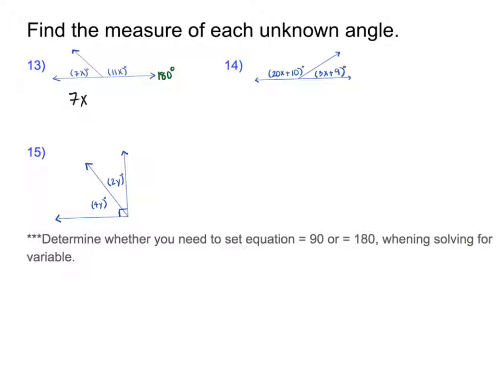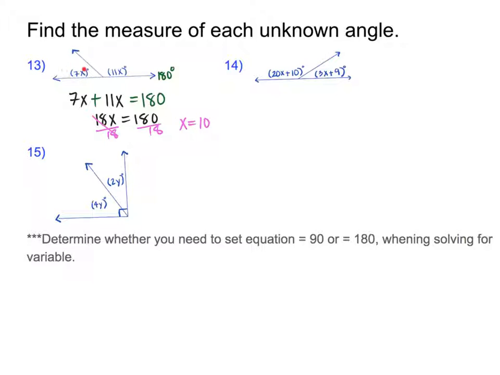7x plus 11x equals 180. Let's try to solve for this, because we can combine like terms here. 7x plus 11x gives me 18x equals 180. Then I need to get the x by itself, so I have to divide by 18. That cancels. So x is equal to 180 divided by 18, which is 10. But hold up. Nowhere in this question do they ask us what x is. They ask us what the angle was for each side.